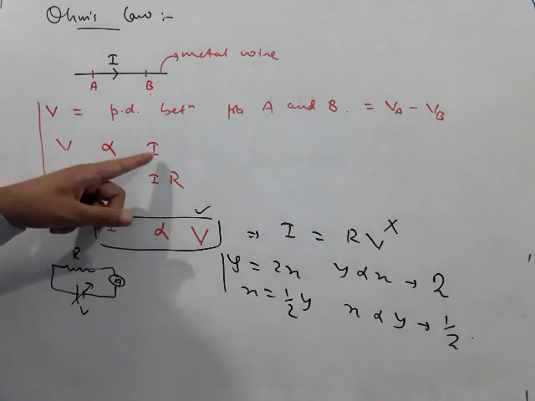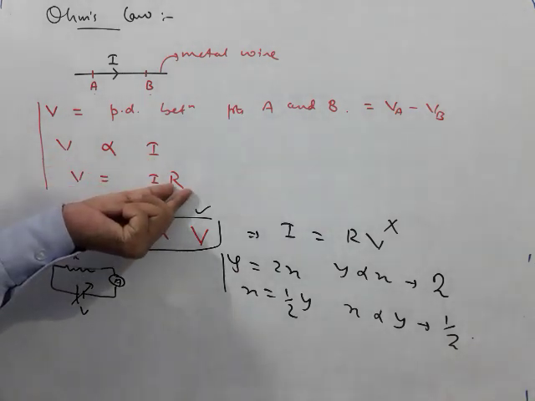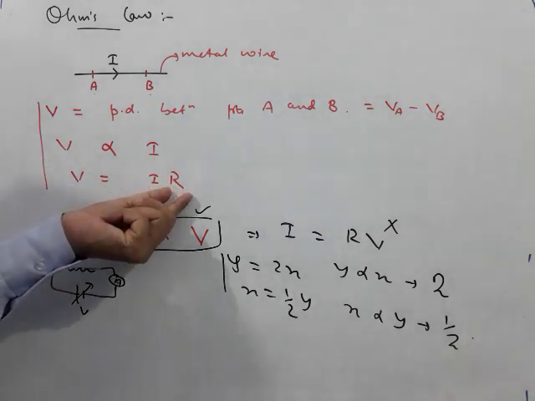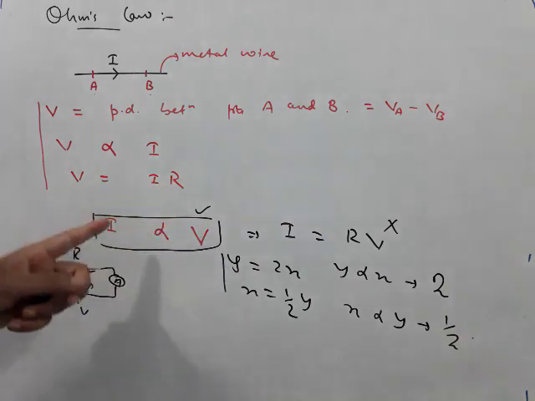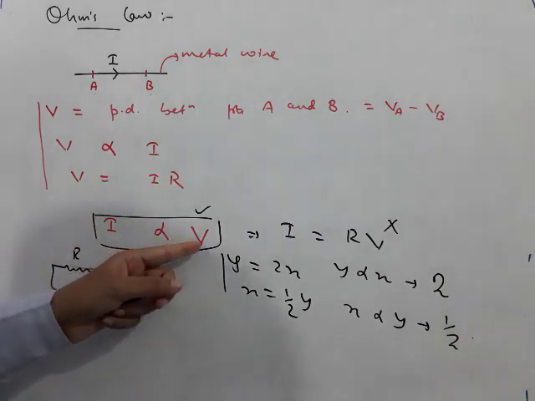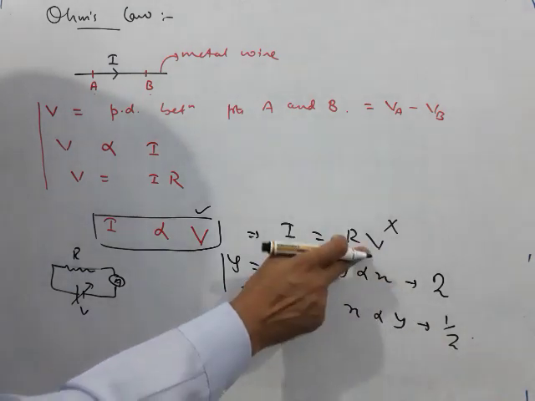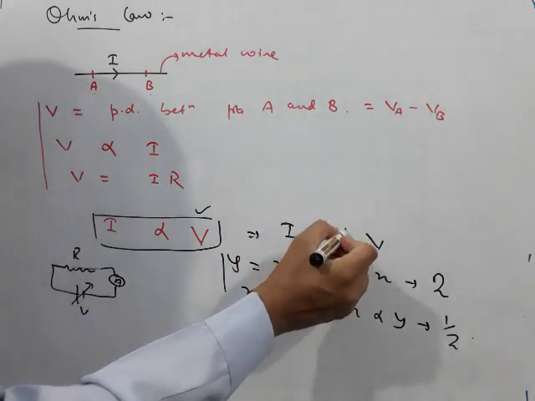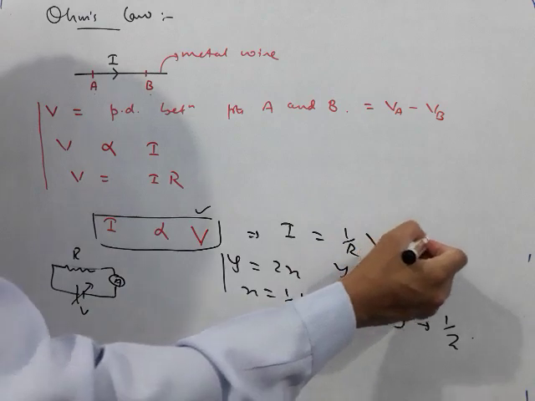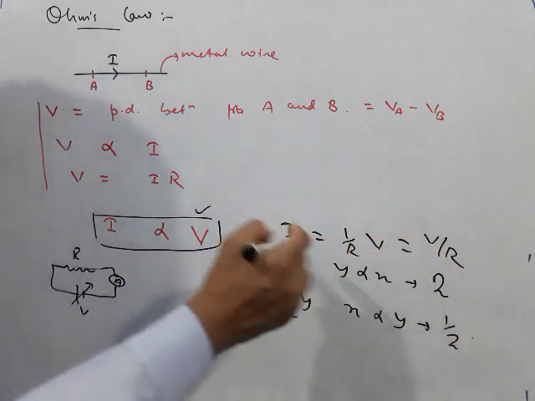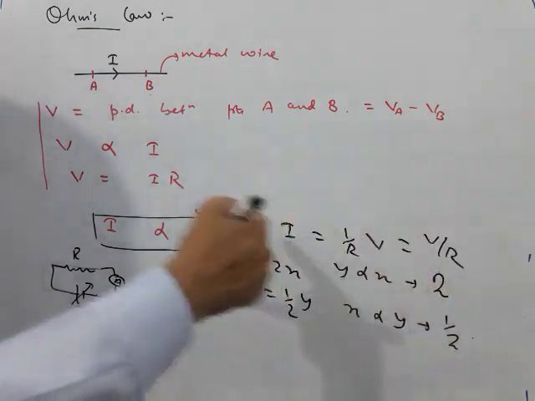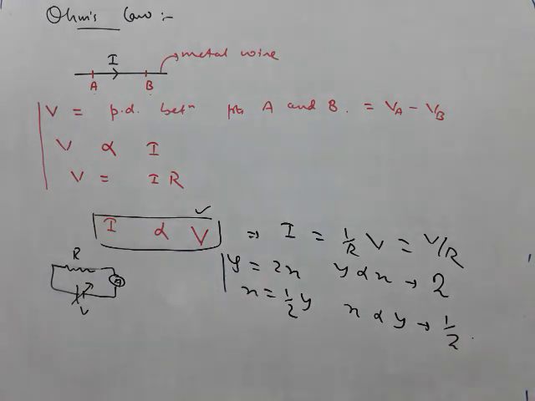When V is proportional to I, you have used one constant, that is the proportionality constant R. When you write I proportional to V, the proportionality constant cannot be R, it has to be the reciprocal, just as in this case. Instead of R, what will you write? You will write 1 by R, or this becomes V upon R. So I is equal to V by R, so V will be equal to IR. It will give you the same result.